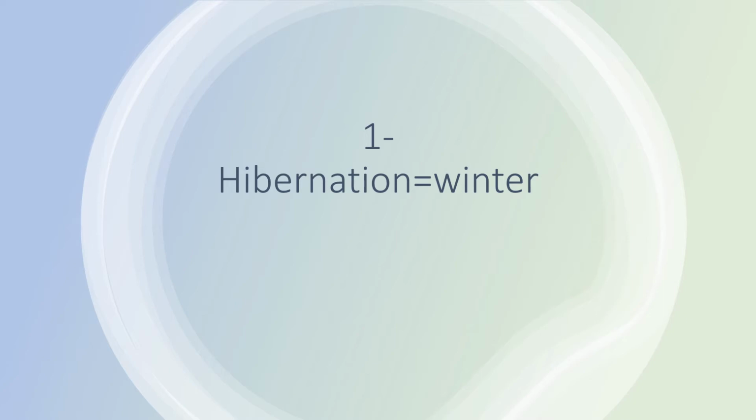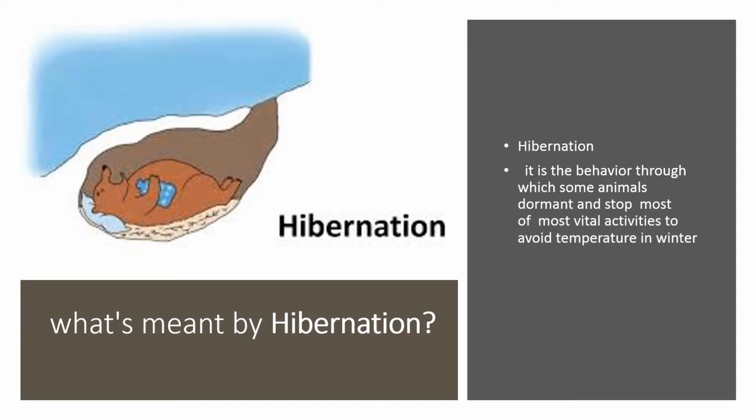Hibernation equals winter. It happens in winter. What is meant by hibernation? It's a behavior through which some animals become dormant and stop most vital activities to avoid low temperature in winter. Dormant means go into deep sleep. هو بيدخل في نوم كبير جدا، بيعمل stop of most vital activities، معظم الأنشطة اللي محتاجها في حياته to avoid less temperature in winter.